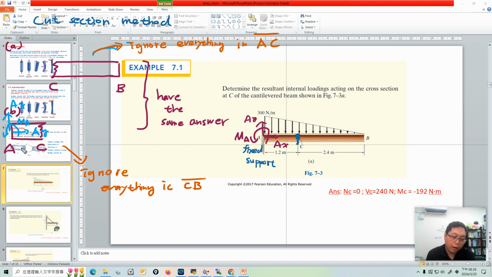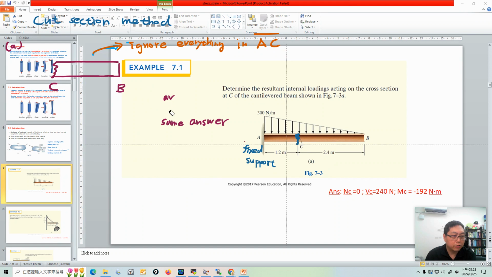For this problem, I will demonstrate these two methods. I will do a demonstration calculation using the CB section and also using the AC section. In this video, I will use the CB section first, and in the next video, I will use the AC section. Okay, let's start with the CB section. For the CB section, we can ignore the reactions from the supports, so we can just delete them.